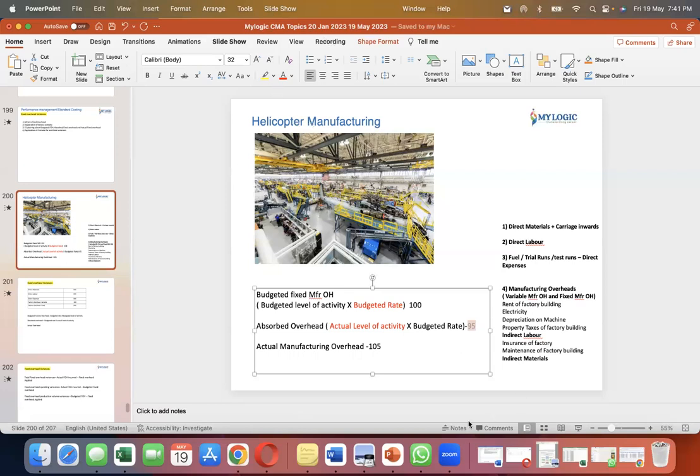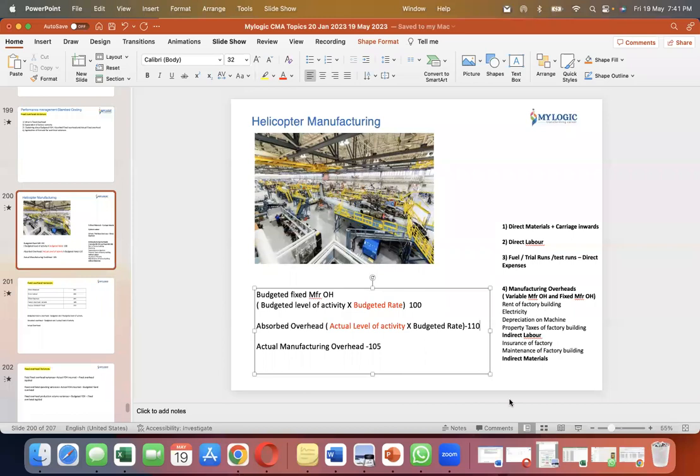So what we do is we do not rectify the absorbed overhead. We do not rectify whatever is absorbed. We pass corresponding entries for the difference, to make it match with actual. In this scenario, my actual is more and absorption is less, so we call it under absorption. We pass the corresponding entry for under absorption to the extent of 10, so that it matches my actual 105.